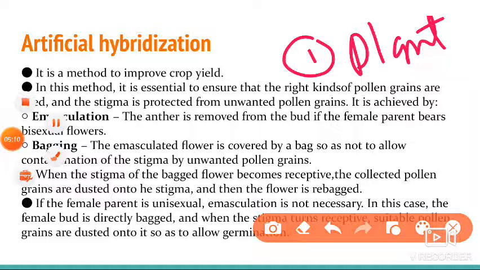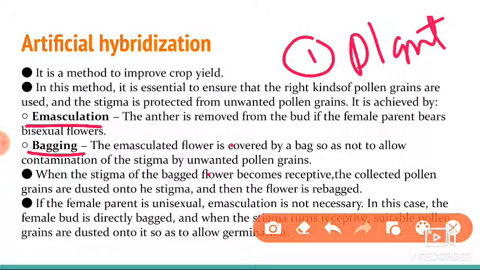And this hybridization is mainly achieved by two important aspects or concepts. One is emasculation, another one is bagging. Okay, emasculation and bagging. And here students, for what purpose are we using these two? Because we have to collect the pollen grains.